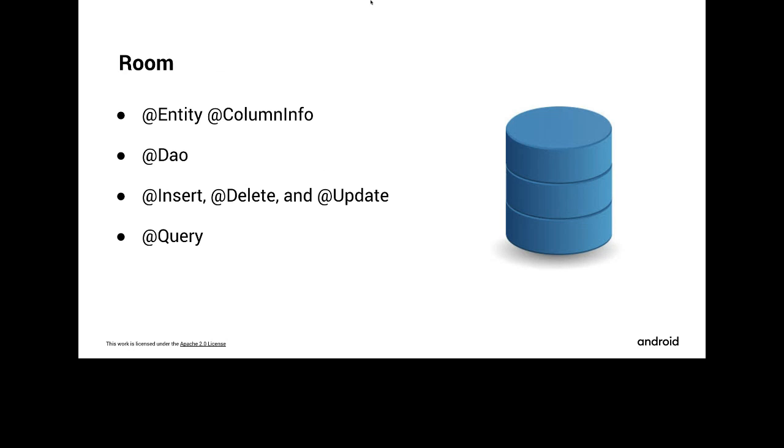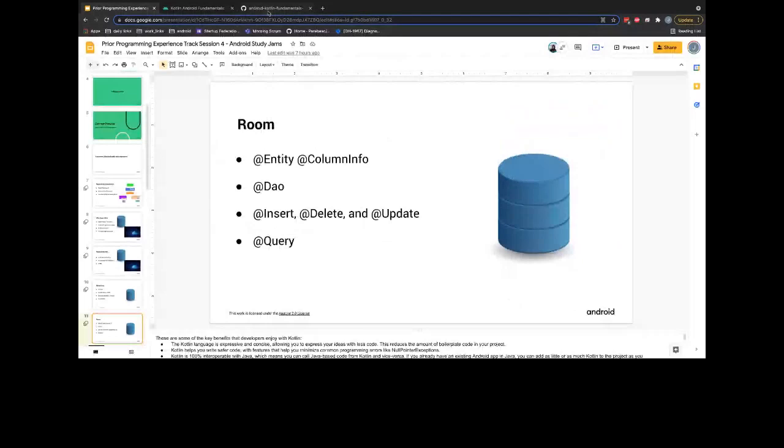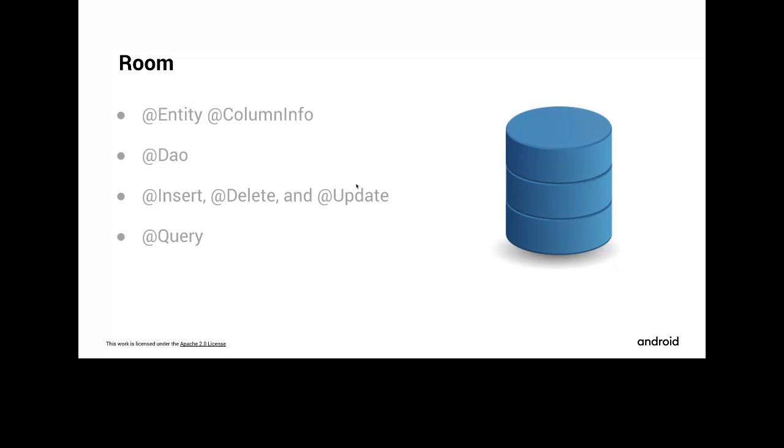So let's see, really quickly, let me just switch. Maybe I don't need to. Okay, so basically, Room. When you have a database, you have tables which store your data, and then you have operations that you can do on those tables. And so these are the annotations that you would use.